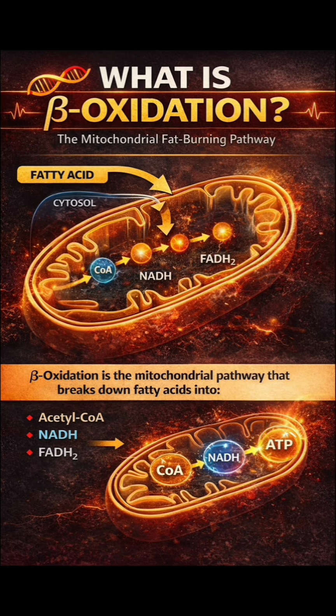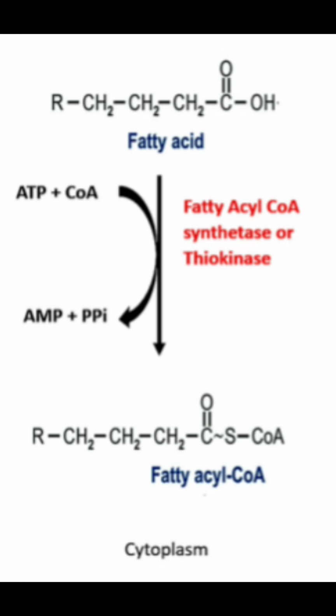FADH₂ to generate ATP. Before beta-oxidation begins, fatty acids must first be activated in the cytoplasm. In this step, a fatty acid reacts with coenzyme A using energy from ATP. The reaction is catalyzed by the enzyme fatty acyl-CoA synthetase, also called thiokinase. The final product formed is fatty acyl-CoA, which is now ready to enter the mitochondria for beta-oxidation.